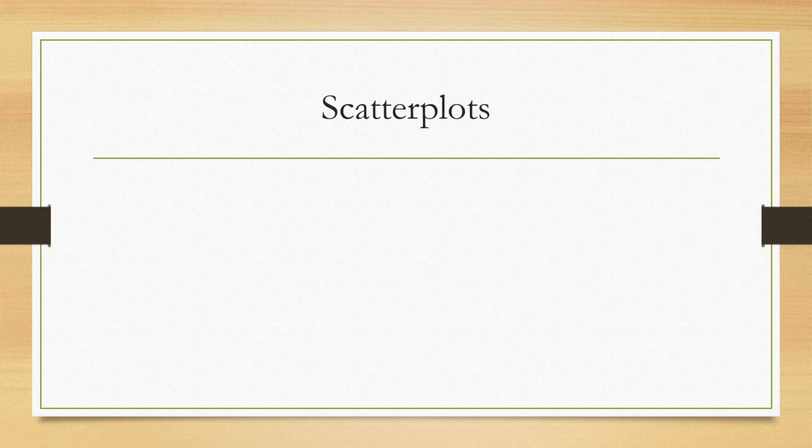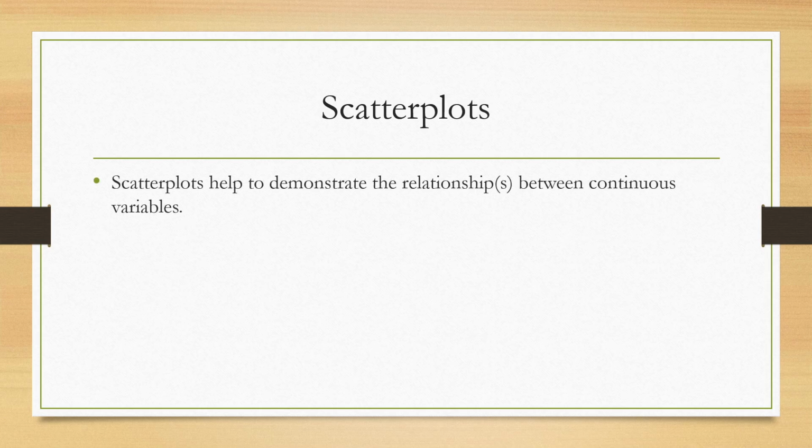All right, so let's close up our discussion of graphics here with a discussion of scatter plots. Scatter plots can help to demonstrate the relationship between 2 continuous variables. Now, previously, we had histograms for a single continuous variable, and then we could add a categorical variable to it via color.